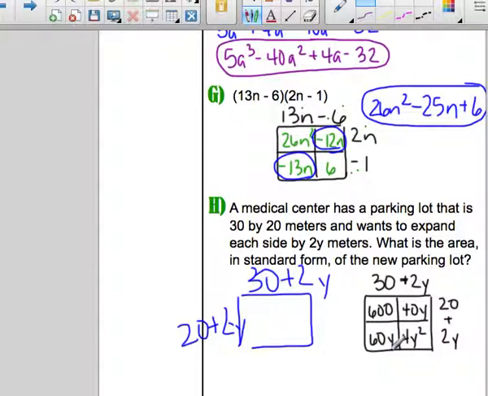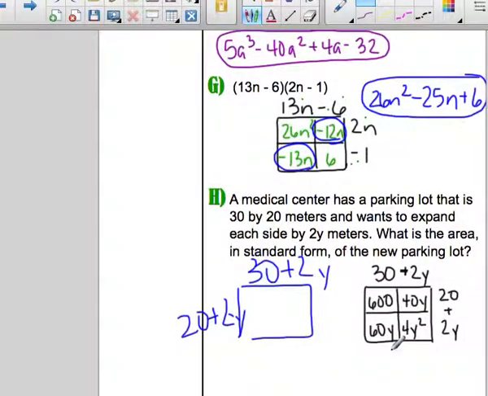So now I can go ahead and combine these like terms, which I'm going to put in standard form. So I have 4y squared plus 60y plus 40y plus 600. Well, 60y plus 40y is 100y, so my answer is 4y squared plus 100y plus 600 meters squared, because it is the area, and area is in meters squared.